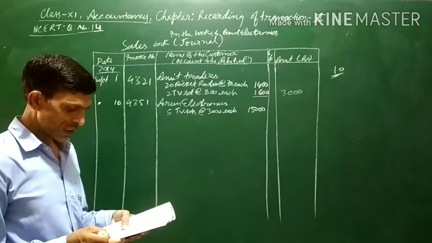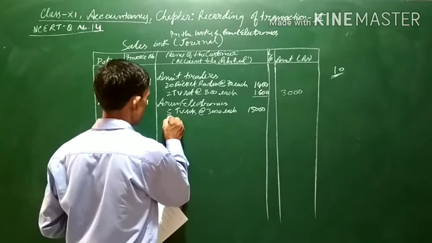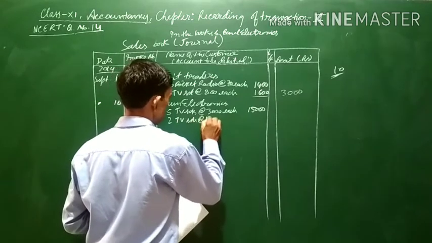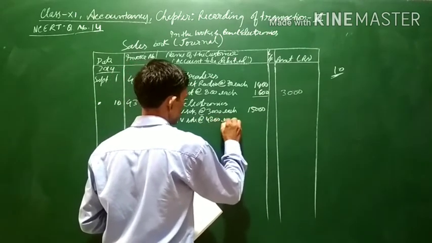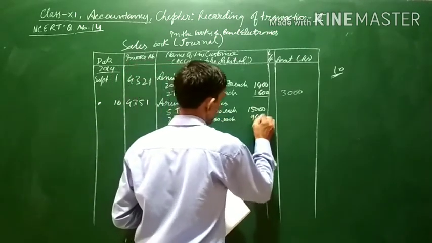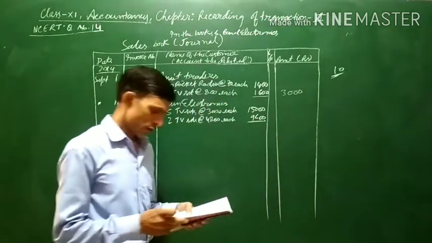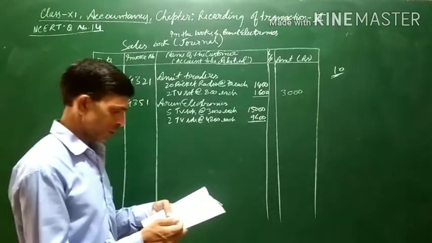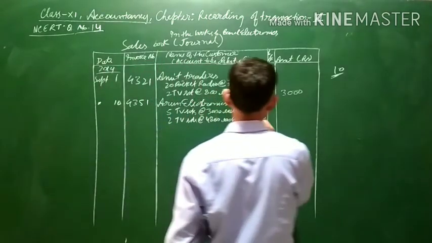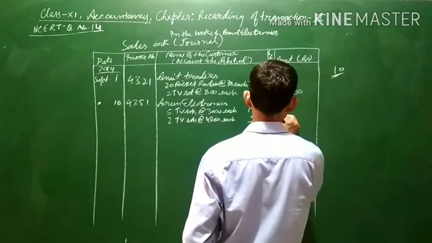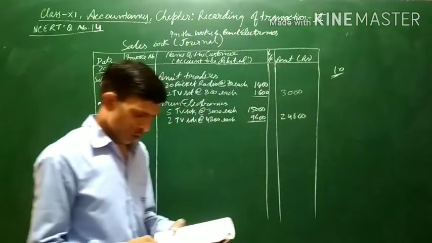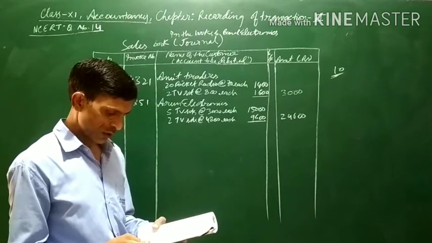Then 2 TV sets at the rate of 4,800 each. It will come to 9,600, as 48 into 2 is 96. The total will come to 15 plus 9, that is 24,600.